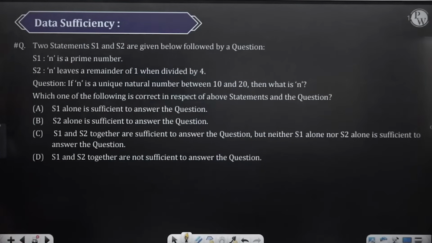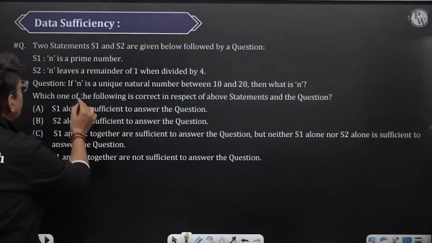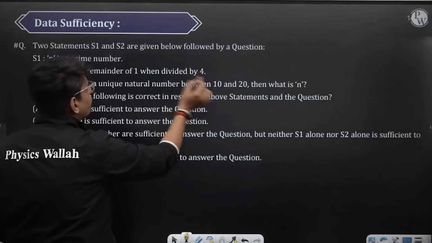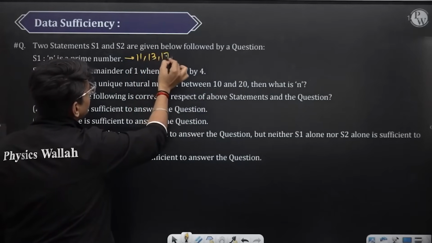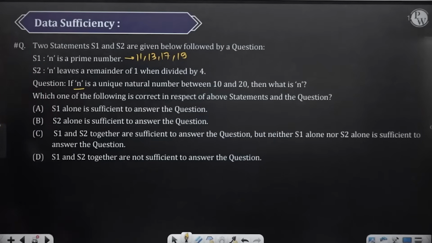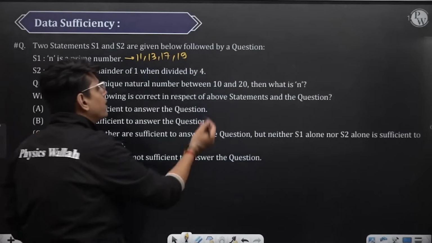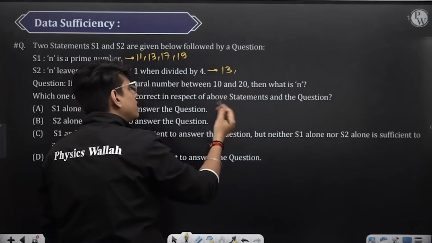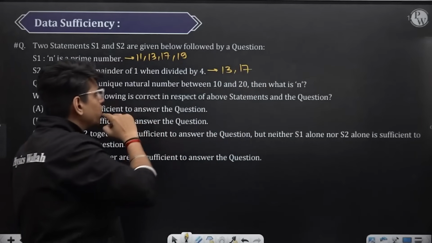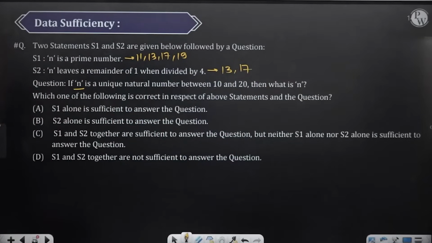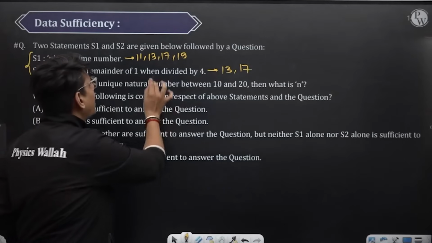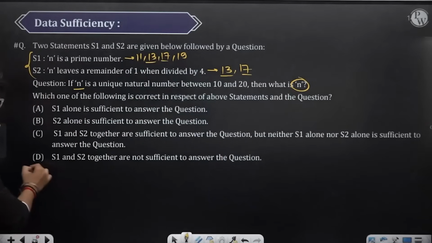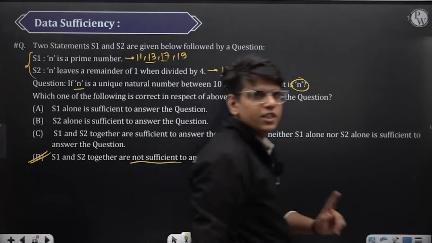Next, let's look at this. Two statements are given. If n is a unique natural number between 10 and 20, then what is the value of n? So n is a prime number between 10 and 20. So this is 11, 13, 17, 19. 4 possibilities. Statement 1 is not answering your question. N leaves the remainder 1 when divided by 4. So what are the multiples of 4 from 10 to 20? 12. 12 plus 1 is 13. Another multiple is 16. 16 plus 1 is 17. Right? So these are the numbers which leave a remainder 1 when divided by 4. Now, even by combining both the statements, I still have two numbers left. So I can't answer what n is. It can be 13, it can be 17. So here also statements 1 and 2 together are not sufficient to answer the question.